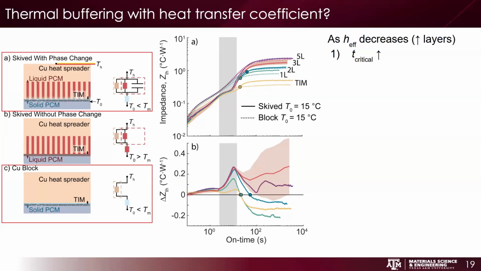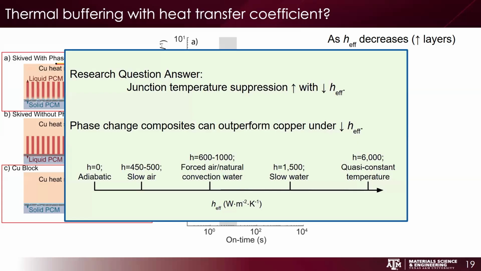So you can design these heat sinks especially when engineers are constrained by low heat transfer coefficients. You can't have a cold plate or something sucking energy out of the system, so these phase change composites are cheaper, but they also have a lower junction temperature over some operating on time. And that's, I guess, the new thing coming out of this paper. So our research question was answered: the junction temperature suppression increases with decreasing heat transfer coefficient.